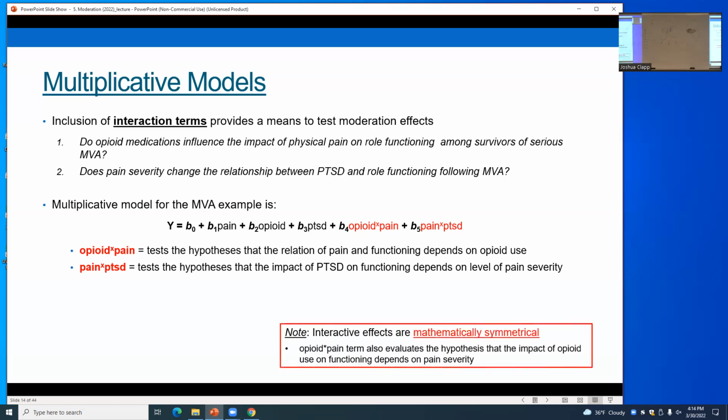So, as always, remember that our interactions are symmetrical, right? I've set this up from a conceptual standpoint to talk about the impact of opiate use on the association between pain and functioning. But there's no reason I couldn't talk about this as the impact of pain on the relation between opiate use and functioning. Same thing, talking about the impact of pain on the relation between PTSD and functioning.